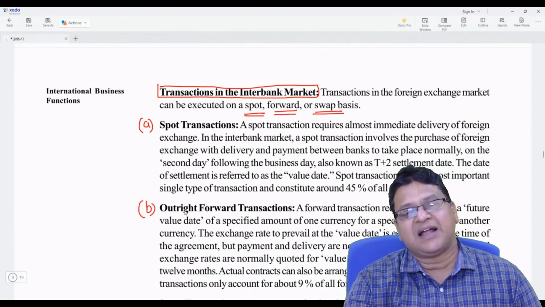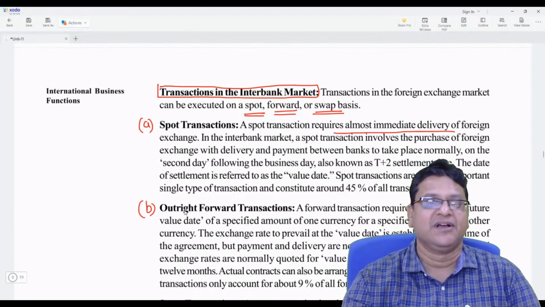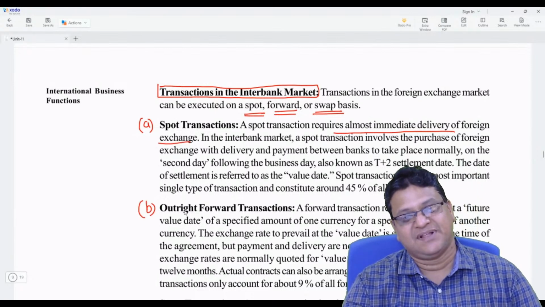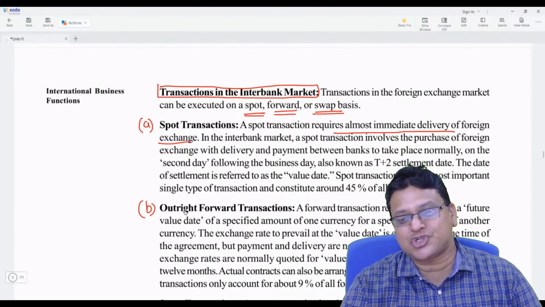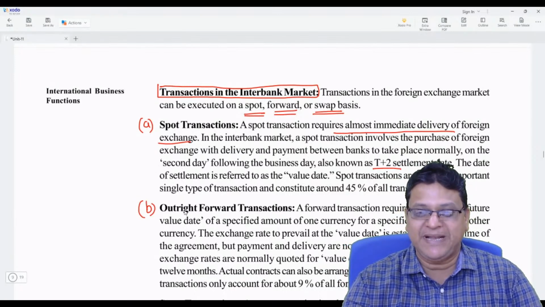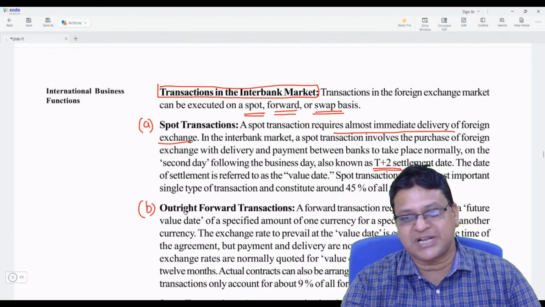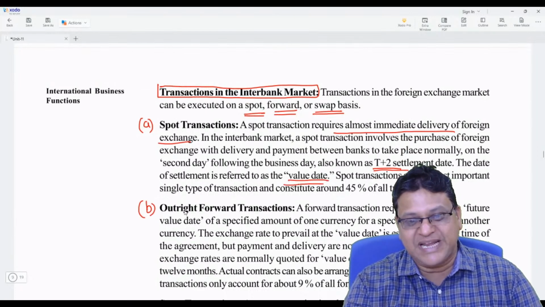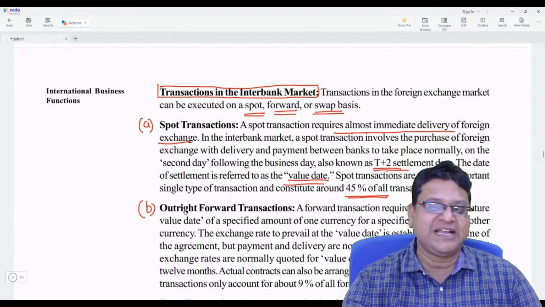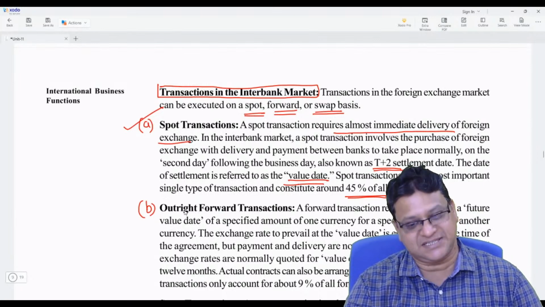What is spot transaction? Spot transactions are those transactions which require immediate delivery of foreign exchange. Immediate means T+2 delivery. If you make the contract today, your payment and delivery will be made within 2 days. That is 2+2 settlement. That is value date settlement. Mostly 45% of foreign exchange transactions are made on spot basis.